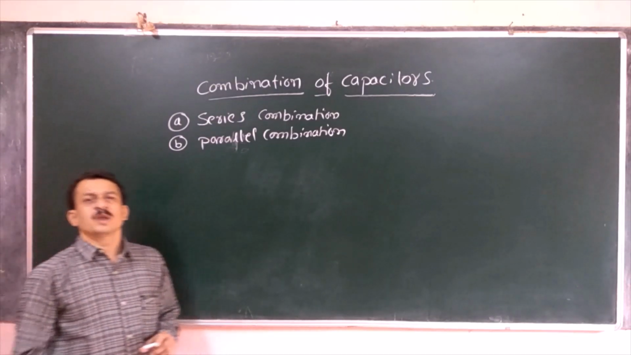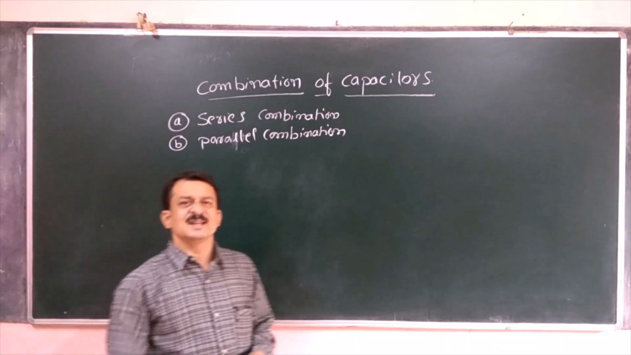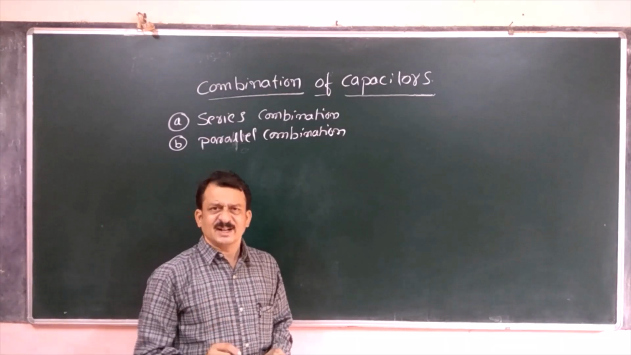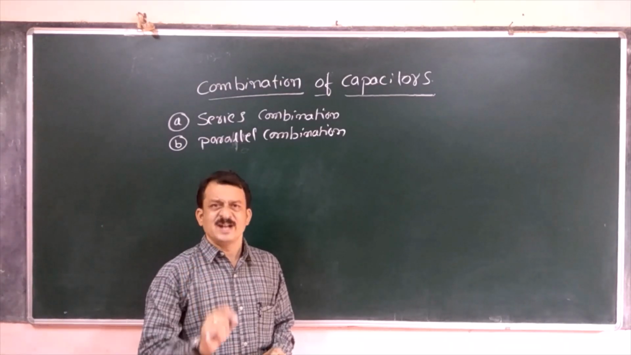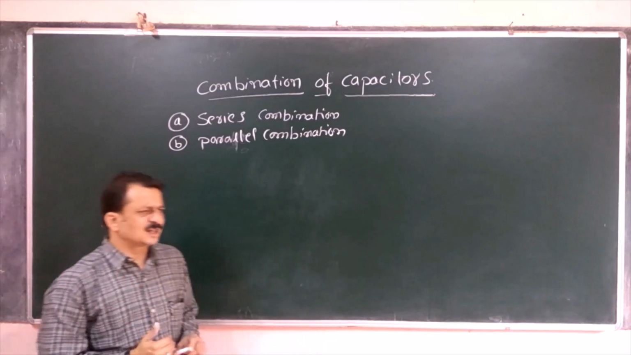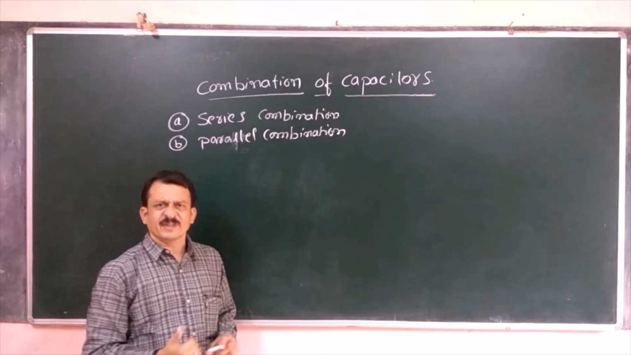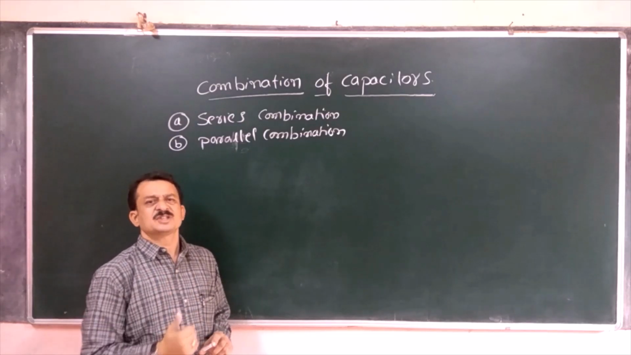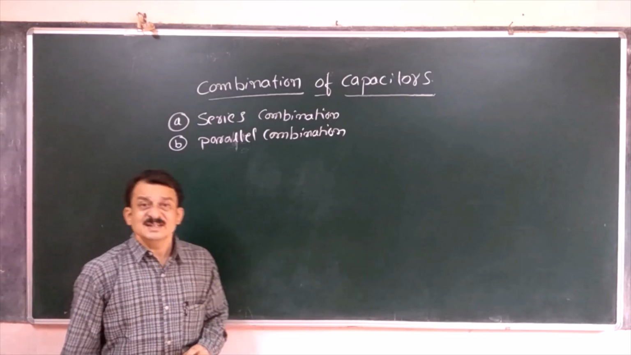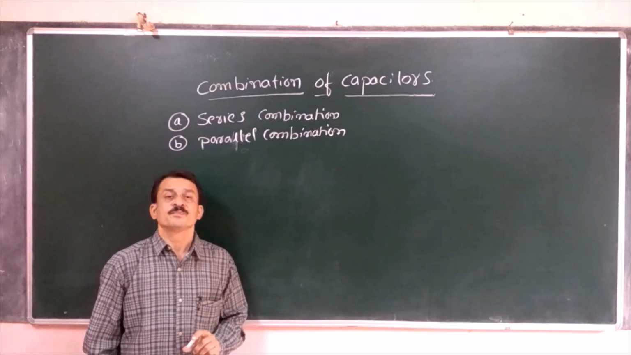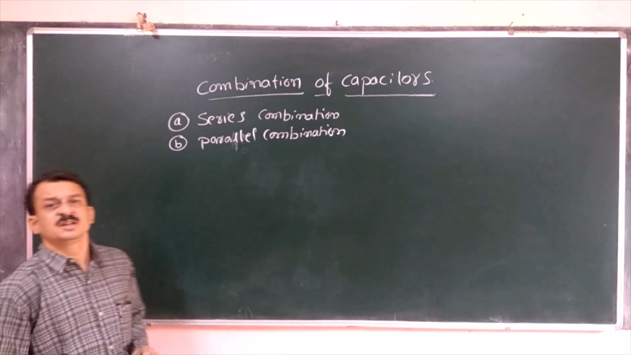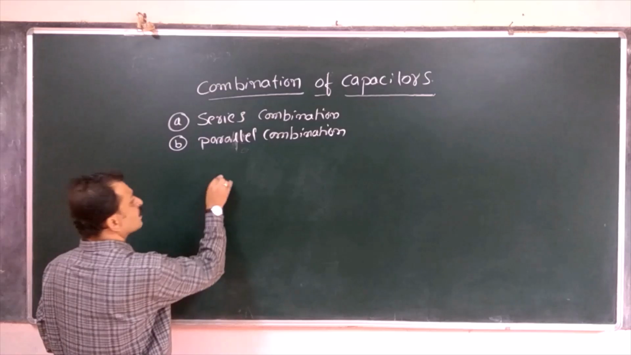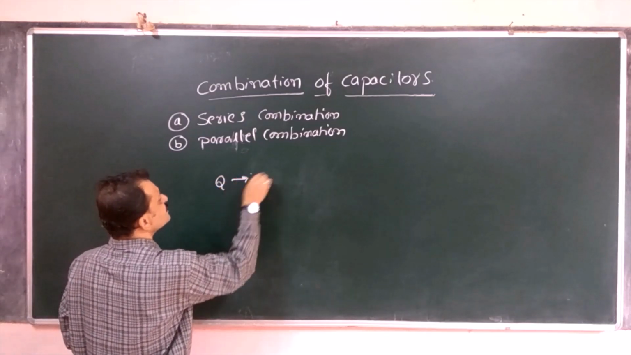Now two capacitors are said to be connected in series if they are connected end to end. One end of a capacitor is connected to one end of the other capacitor, an end to end connection. That type of connection of capacitors is called a series combination. Now in the series combination, the charge on each capacitor is the same.